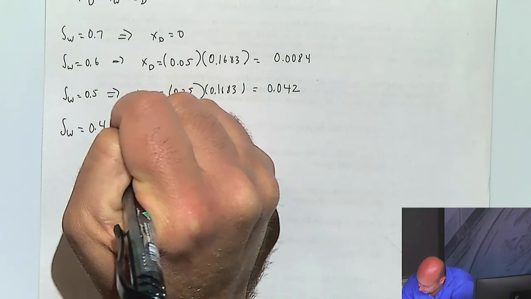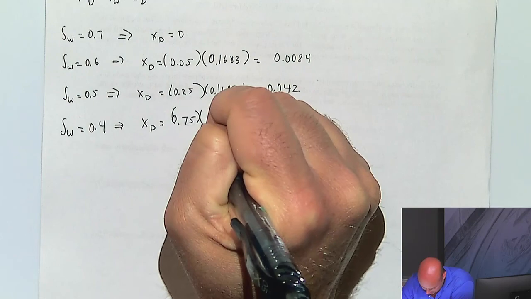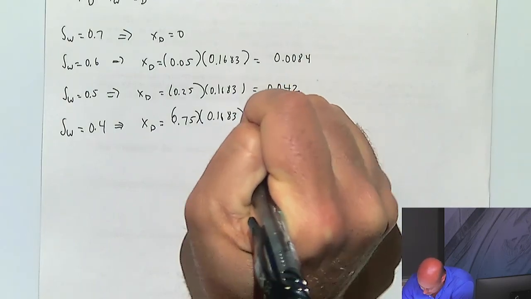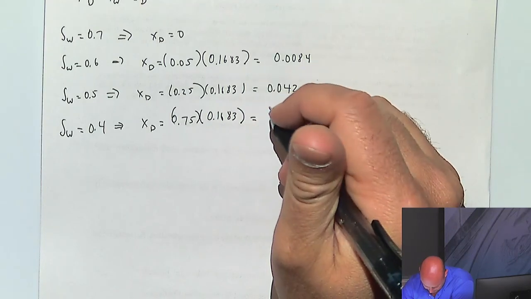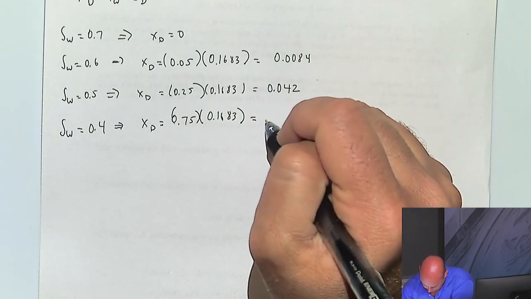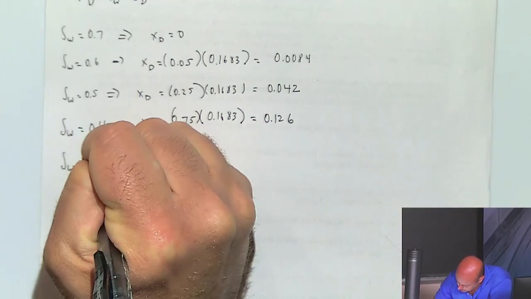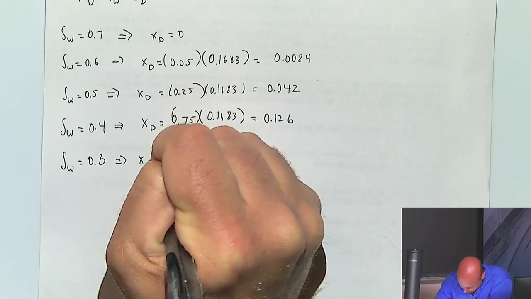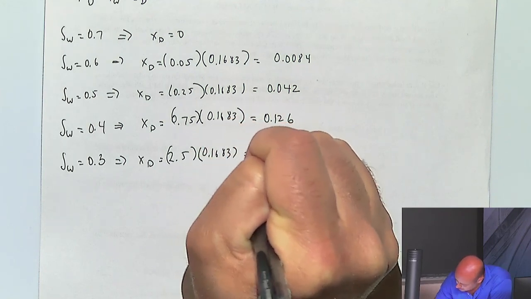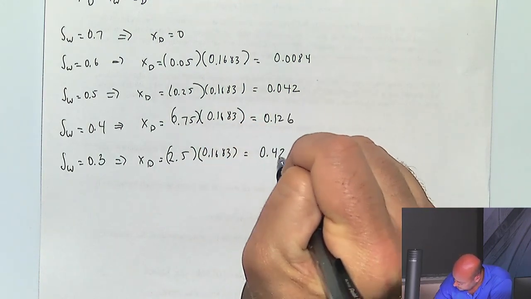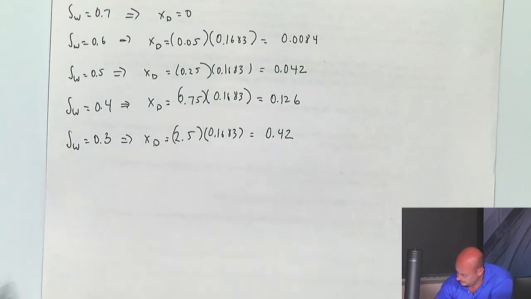SW is equal to 0.4. XD is equal to 0.75 times 0.1683, which is 0.126. SW is 0.3. XD is equal to 2.5 times 0.1683, which is 0.42. So that means we made it 42% of the distance at that saturation.